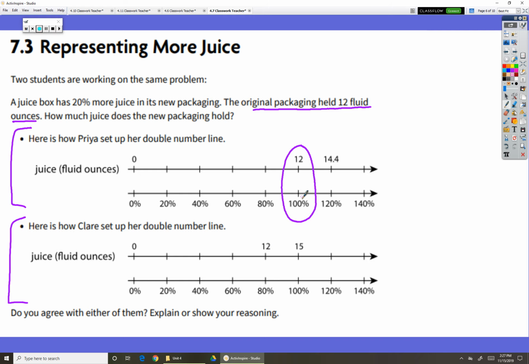So we're going to want to use Priya. So we can use this to find the answer. If the juice box has 20% more juice, that's going to be 14.4 ounces.